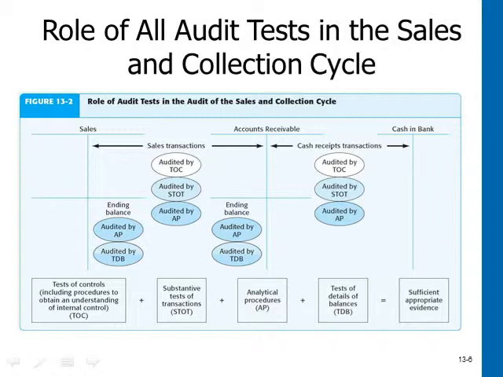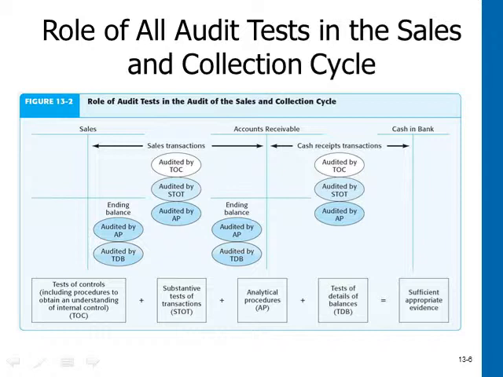Once we've tested the transactions, we also will test the ending balances. For example, sales and accounts receivable will have ending balances. We'll perform analytical procedures on these ending balances in order to get comfortable with the balances and that they make sense with respect to balances in other parts of the financial statements. And we'll also perform tests of details of the balances. For instance, on accounts receivable, we'll actually confirm the detail amounts making up the ending accounts receivable balance.